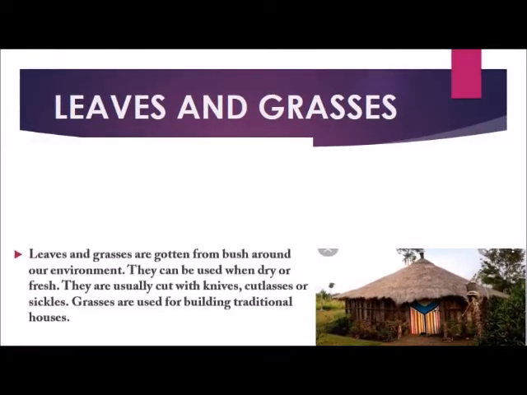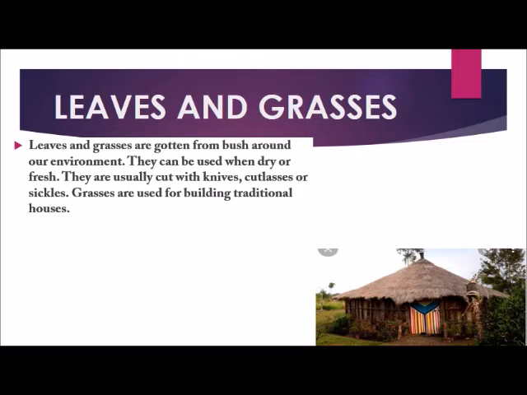Leaves and grasses. Leaves and grasses are gotten from bushes around our environment. They can be used when dry or fresh. They are usually cut with knives, cutlasses, or sickles. Grasses are used for building traditional houses.